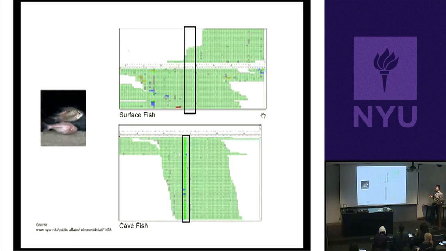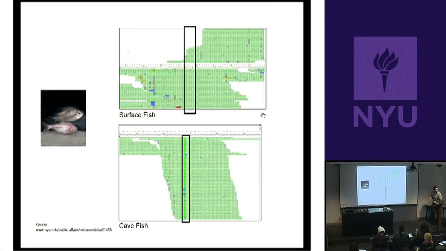We can sequence the surface fish, and that's the data represented up here. Then we can take the cavefish, do the same sequencing, compare them, and see if there's a mutation. I've outlined a mutation that exists in the cave form. The top of the screen represents the genome of the cavefish. These green things represent the sequencing reads, and you can see that at this specific base there's a mutation, highlighted in green, that doesn't exist in the same position on the surface form. It's interesting, this mutation might have something to do with the reason that you're seeing phenotypic differences.